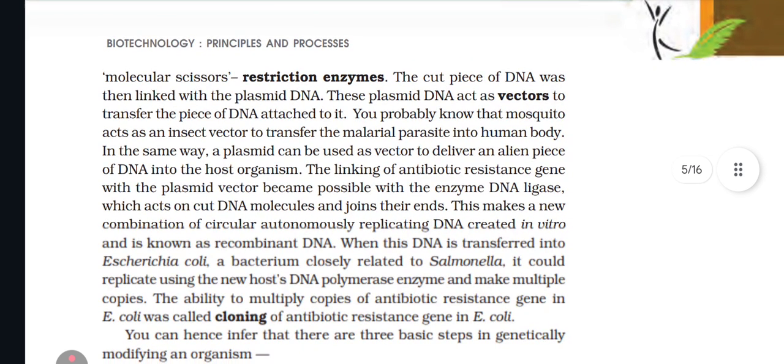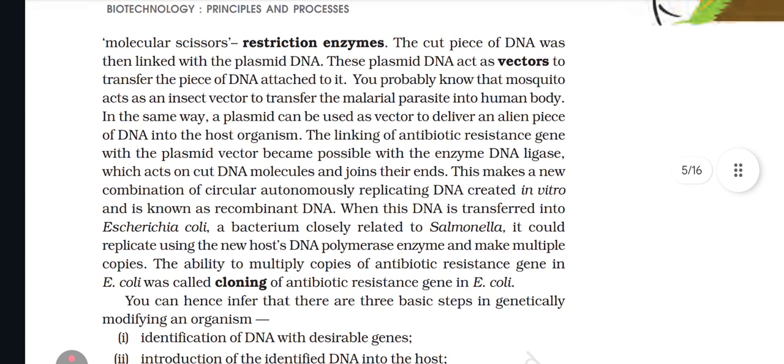The linking of antibiotic resistance gene with the plasmid vector became possible with the enzyme DNA ligase, which acts on cut DNA molecules and joins their ends. This makes a new combination of circular autosomally replicating DNA created in vitro and is known as a recombinant DNA. When this DNA is transferred into Escherichia coli, a bacterium closely related to Salmonella, it could replicate using the new host DNA polymerase enzyme and make multiple copies.